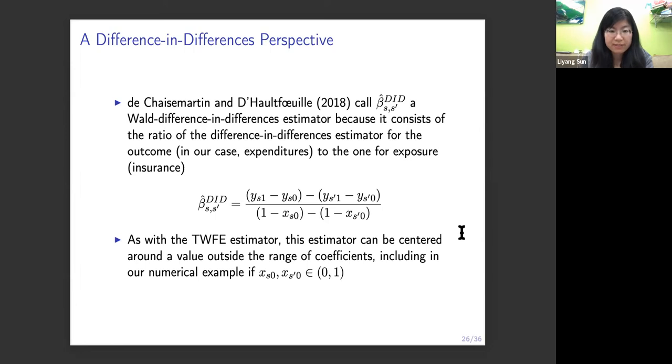As with the two-way fixed effects estimator, this exposure adjusted difference in differences estimator can still be centered outside the range of true coefficients, including in our numerical example, when both states S and S prime are affected by Medicare and when beta S and beta S prime can differ arbitrarily.